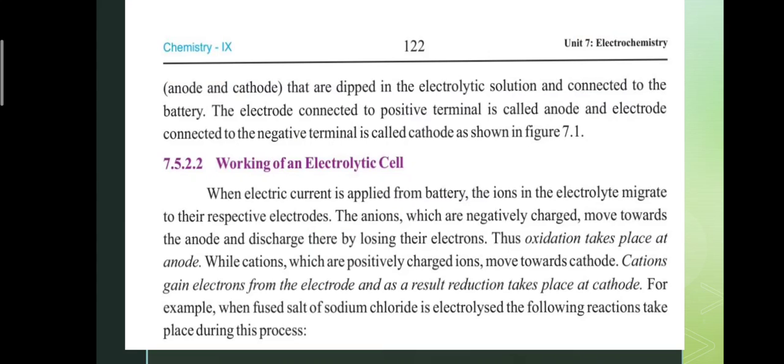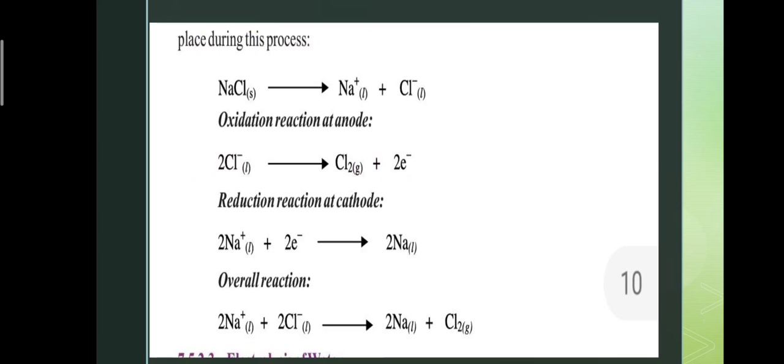Cations gain electrons from the electrode, and as a result, reduction takes place at the cathode. For example, when fused salt of sodium chloride is electrolyzed, the following reactions take place. NaCl first of all will ionize into positive and negative ions.